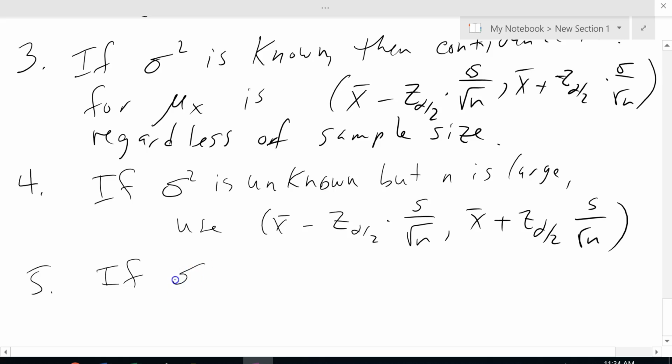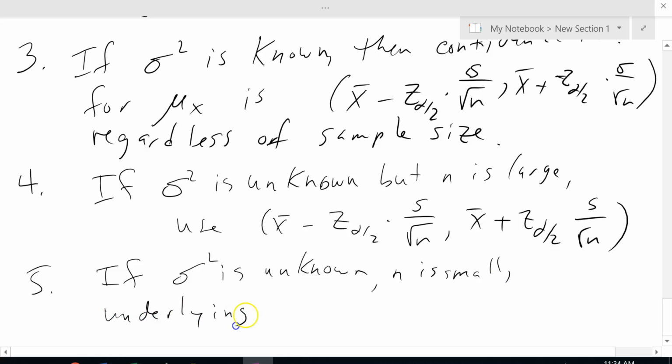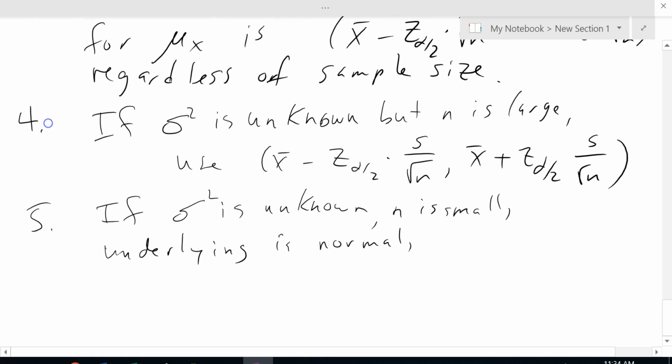All right, so now if sigma squared is unknown, n is small, and the underlying distribution is normal, we use x bar plus or minus, not z alpha over 2, sorry, t of alpha over 2, n minus 1, times s over square root of n.